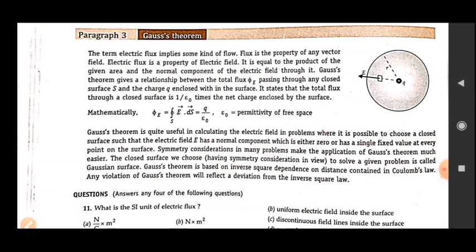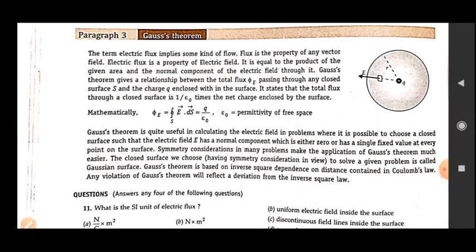The term electric flux implies some kind of flow. So flux is the property of any vector field. Electric flux is a property of the electric field. Similar to what you have studied many times, gravitational flux, magnetic flux. So flux is simply relating to the field, whether it is a gravitational field, magnetic field, or electric field. It is equal to the product of the given area and the normal component of the electric field through it. So Gauss theorem gives a relationship between the total flux phi passing through any closed surface S and the charge Q enclosed within the surface.